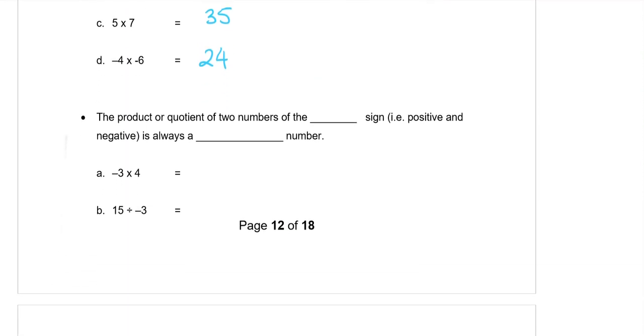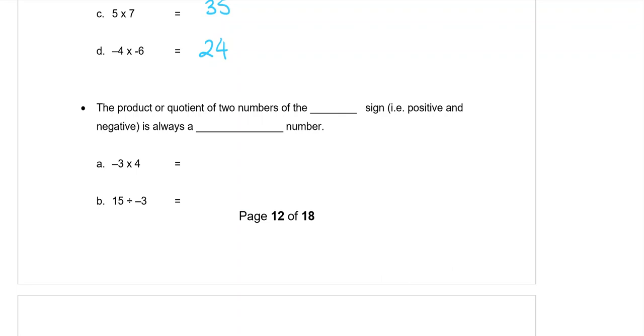The product or quotient of two numbers of the opposite sign. Okay, opposite meaning that one is a positive and one is a negative. The answer will always be a negative number. Okay, so that's going to be all these ones down here. So the 3, you can see there's a minus sign there. And the 4, because there's no minus, that means that one's positive. So this is my negative, this is my positive. If one's a plus and one's a minus, it means my answer is going to be a negative. Then I do 3 times 4, which is 12.